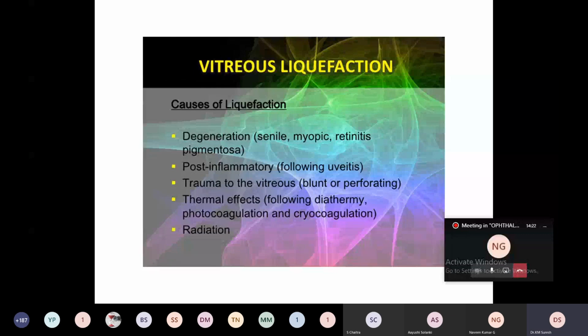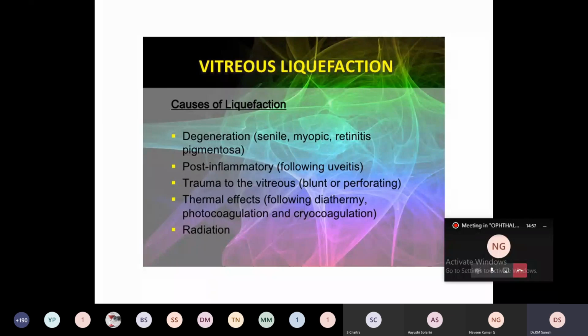Vitreous liquefaction causes can be classified into various categories. It is due to degeneration, senile degeneration. In high myopia also there will be vitreous liquefaction, and in diseases like retinitis pigmentosa there can be vitreous liquefaction. Post-inflammatory, whenever there is posterior uveitis of severe form, there can be vitreous liquefaction. Trauma to the vitreous, it can be either blunt or perforating injury, that also can cause vitreous liquefaction.